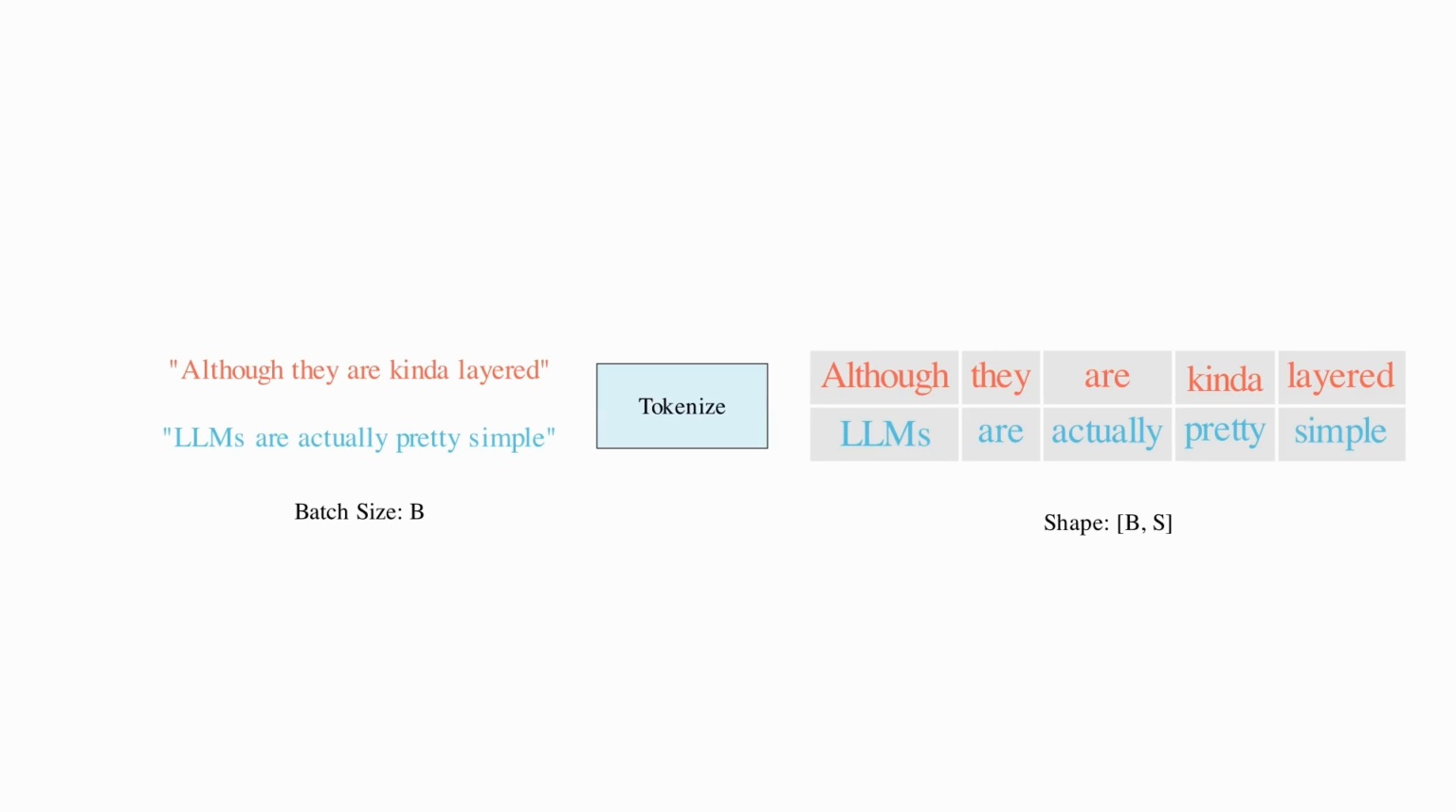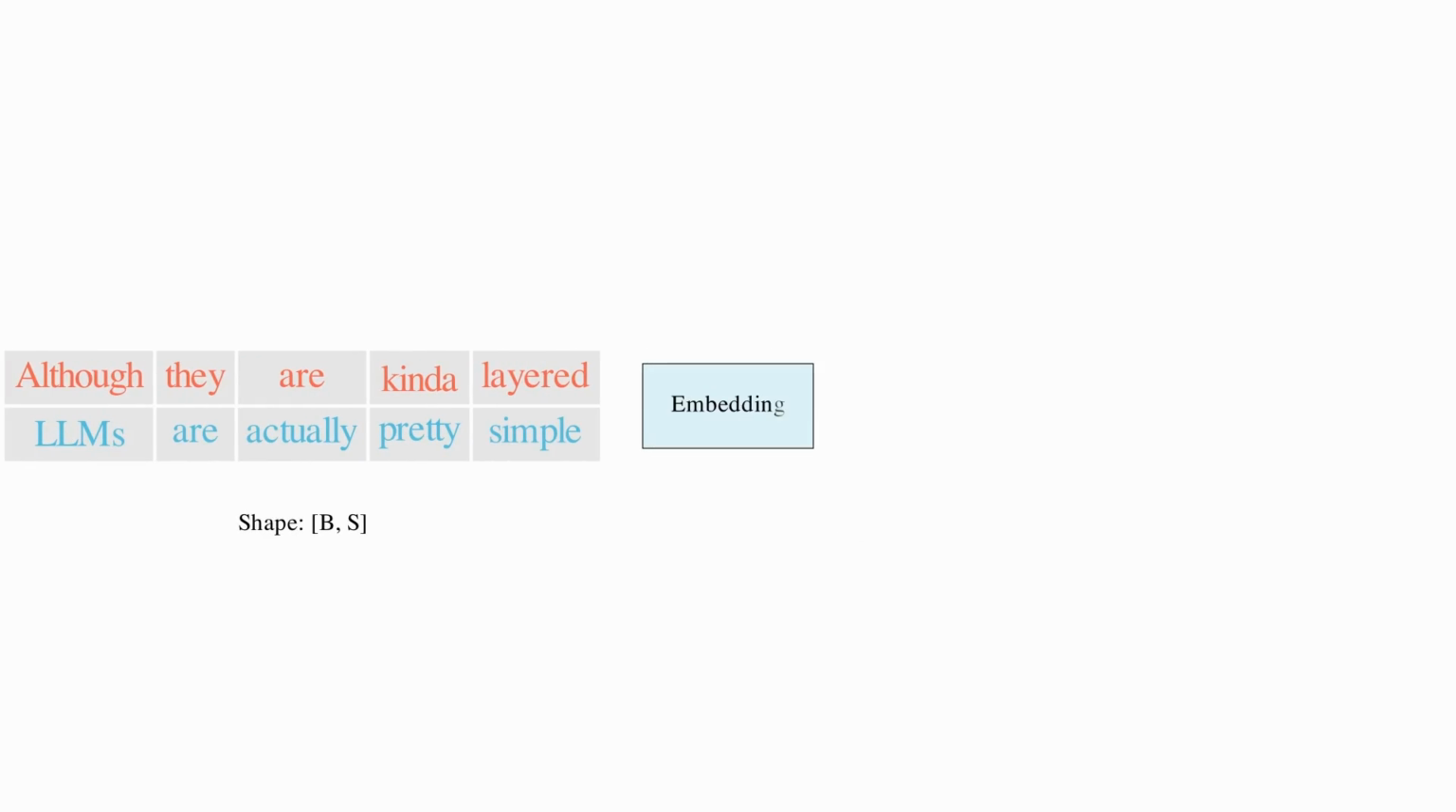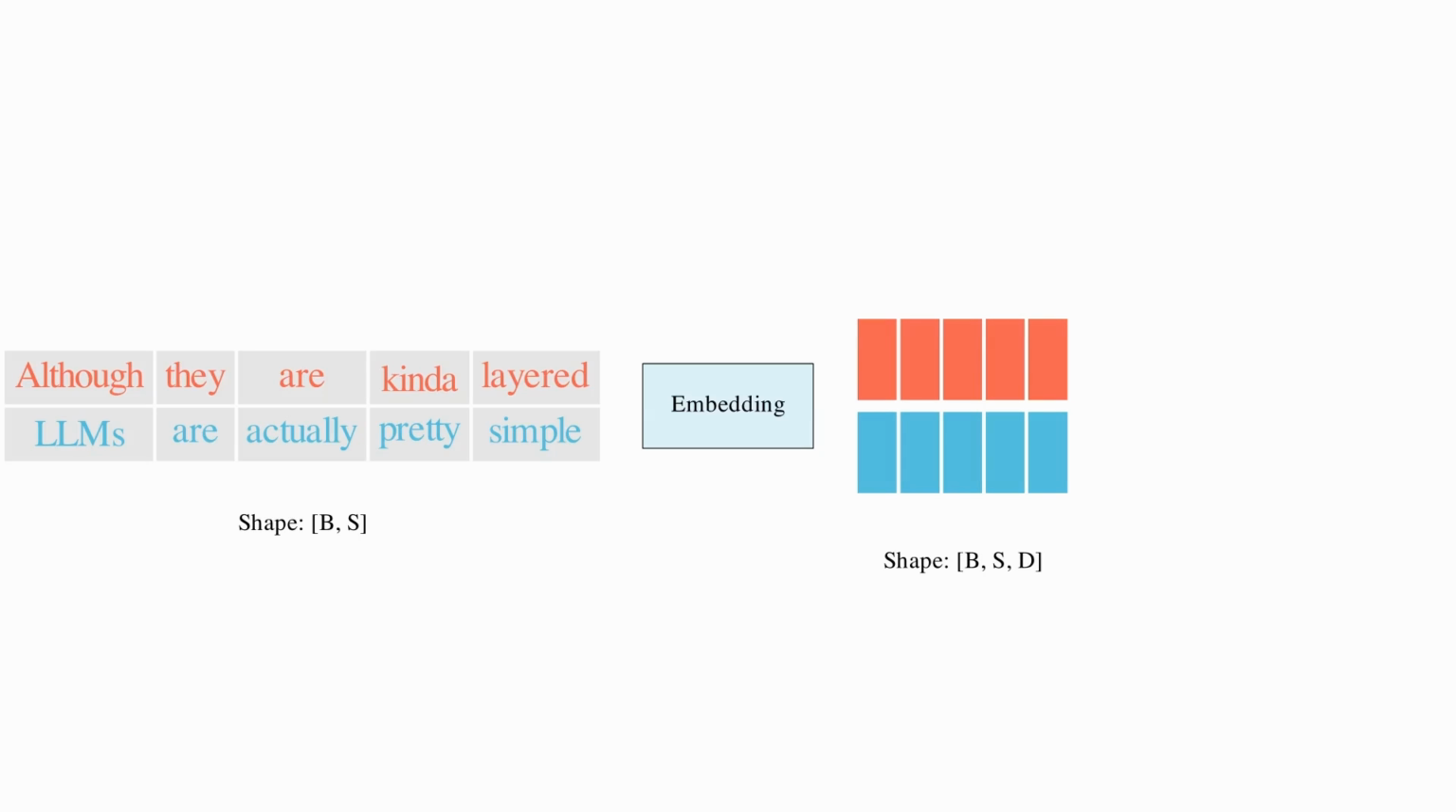Alright, so let's say a batch of tokens of shape b, s are inputted into a LLM. B is the batch size and s is the sequence length. Well, first, these tokens are converted into embeddings using an embedding layer, resulting in a 3D matrix of shape b, s, d, where d is the embedding size.